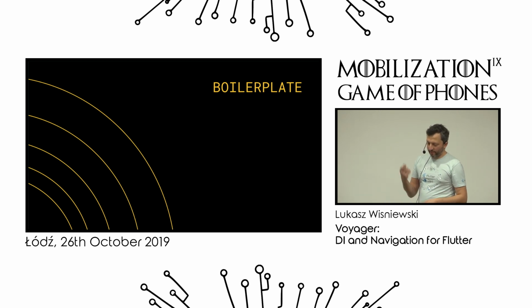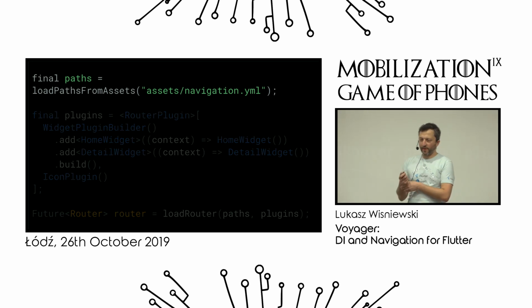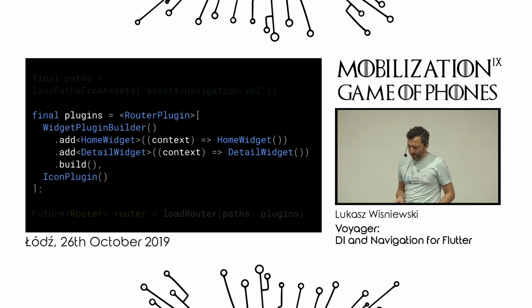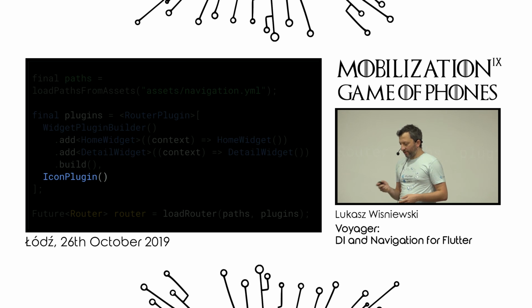Any library has boilerplate, and so does Voyager. To get you started, we need a few lines of code. We need some place where we load our map from. It can be a JSON file, it can be from the internet or from a string, anything you want. Then we define which plugins handle information in our map. So we need a widget plugin. As you might have noticed, we have home widget written in text, so we need some way of turning that into a Flutter component. We're also going to use the icon plugin we've just implemented.